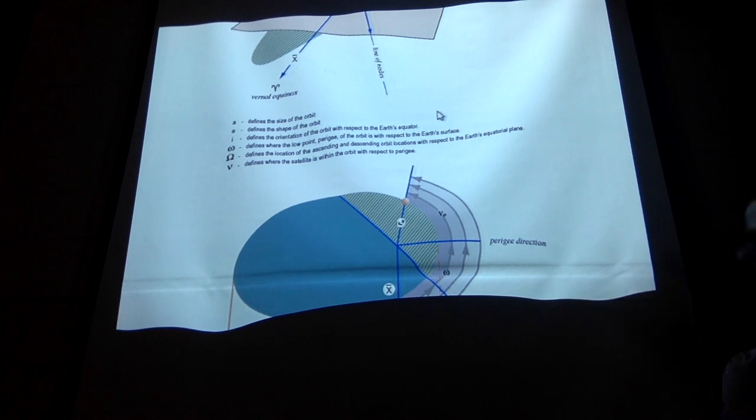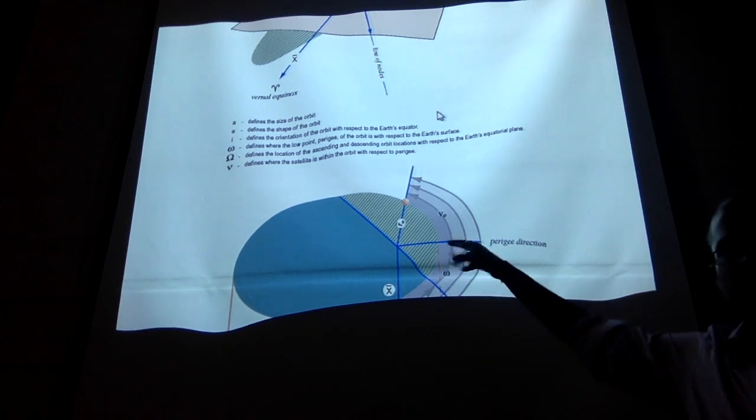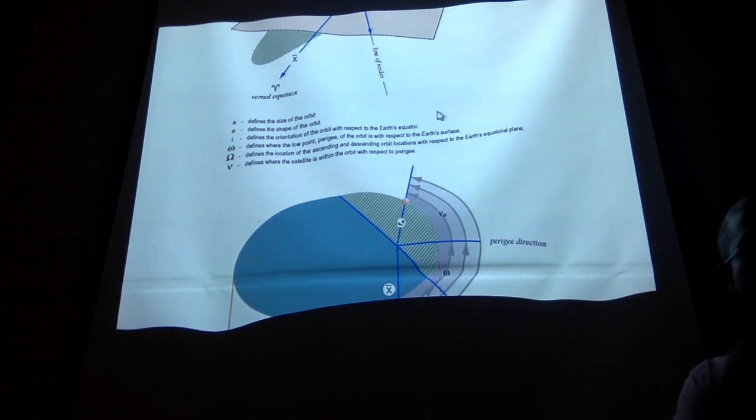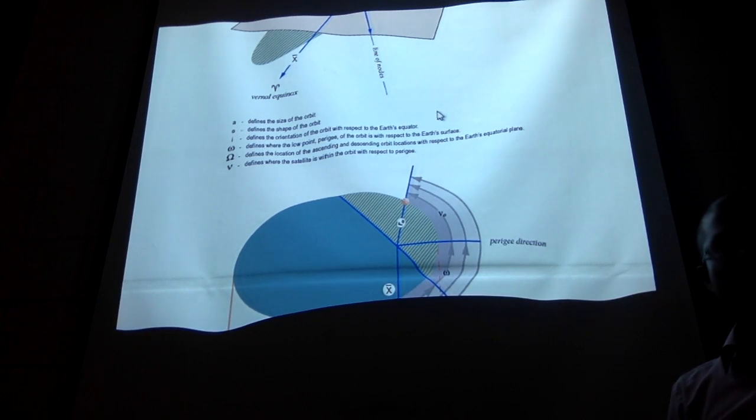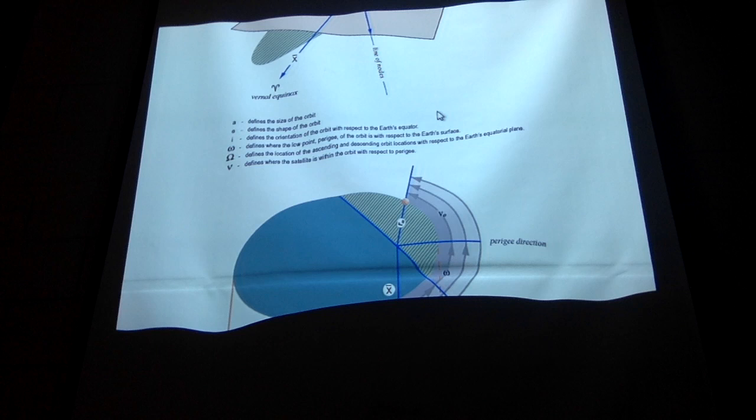If you change the orbital plane, small omega may remain the same, but I will definitely change. I tells you how inclined the orbit is with respect to the equator. If I is 90, what does that tell you? That is the polar orbit.